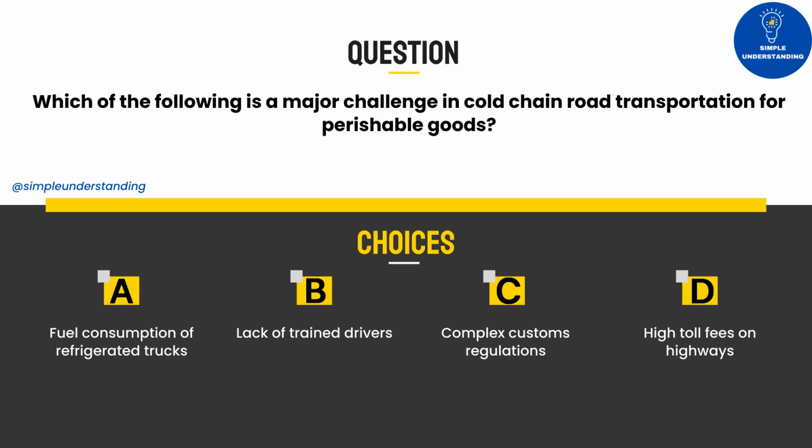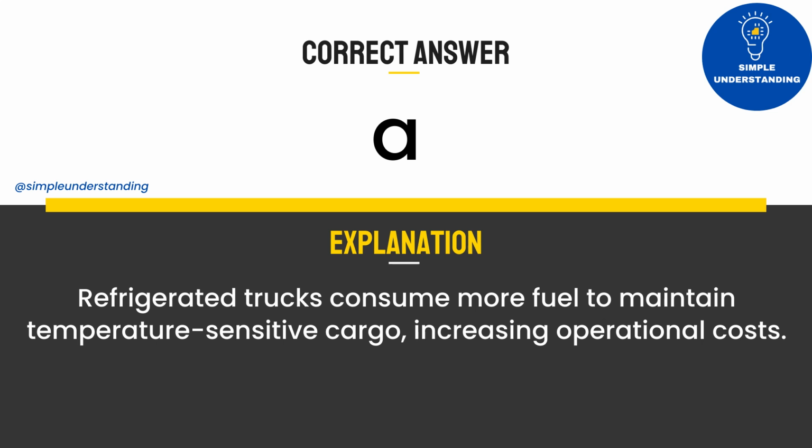6. Which of the following is a major challenge in cold chain road transportation for perishable goods? A. Fuel consumption of refrigerated trucks. B. Lack of train drivers. C. Complex customs regulations. D. High toll fees on highways. Correct answer, A. Explanation: refrigerated trucks consume more fuel to maintain temperature-sensitive cargo, increasing operational costs.